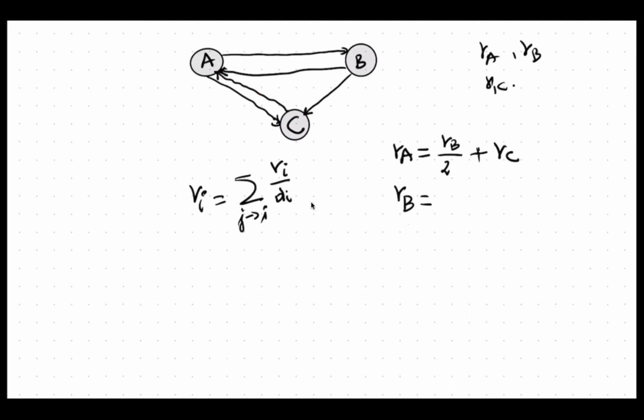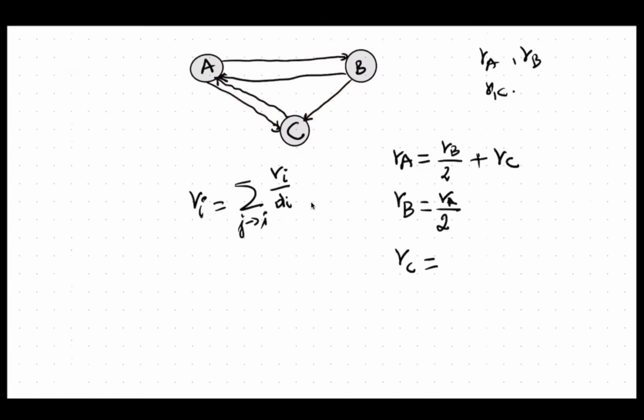So to compute the repetition of B, you also look at the incoming links to B. So we have from A only, right? So the repetition of B will be equal to RA over 2. Over 2, yeah. And finally, we have the repetition of C, which will be equal to RA over 2 and RB over 2.